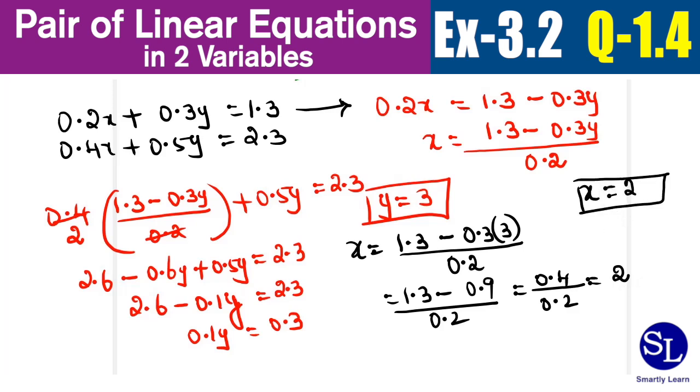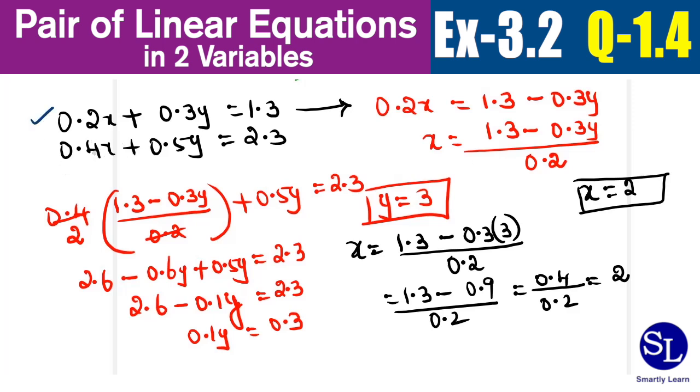As usual, let's substitute it in both the equations to see if we have got the right answer. So, 2 into 0.2 is 0.4, 0.3 into 3 is 0.9. So, 0.4 plus 0.9, 1.3. So, that part seems okay.